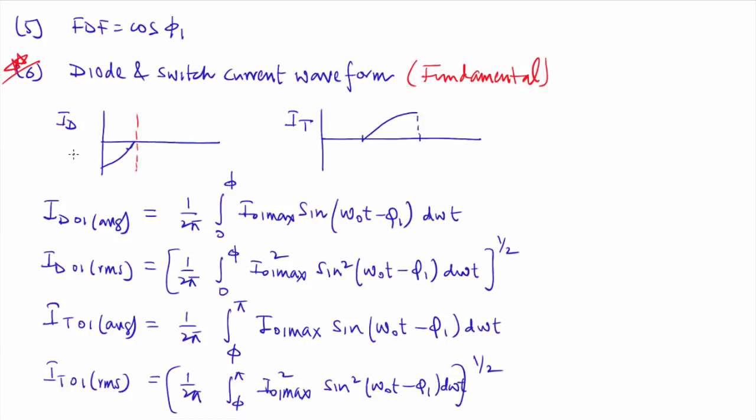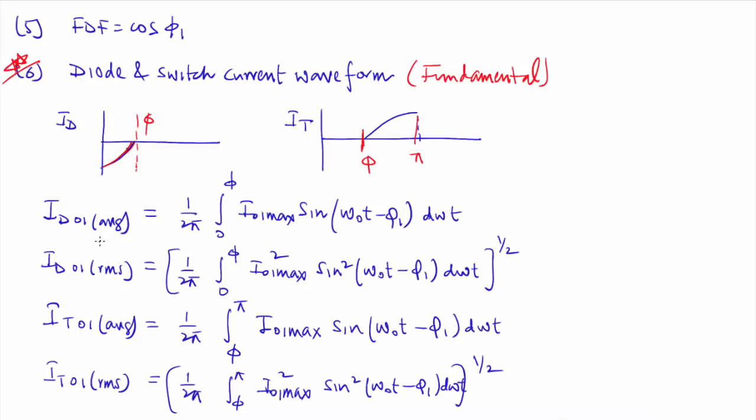Whether it is lagging or leading, it is only shifted by some angle, so the RMS value or average value will not change. So I am considering the example of a lagging load. So this will be my phi, and this thyristor current or switch current is conducting from phi to pi. Now once I have the waveform, I can easily find whatever the question is asking.